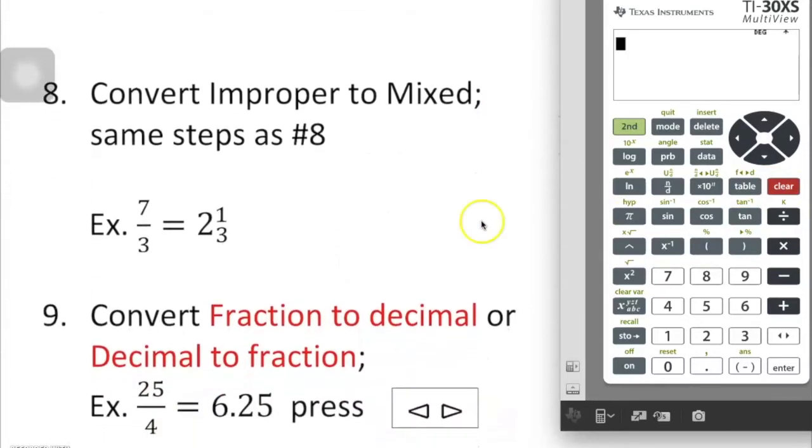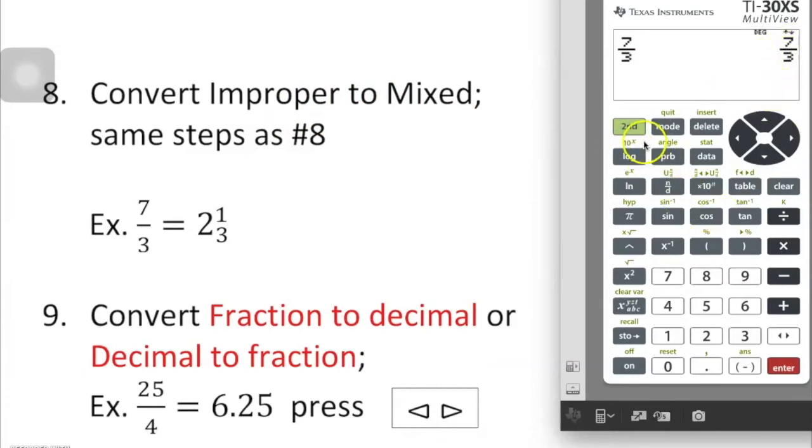Improper to mix. Actually, I did that already. Anyway, I'm going to do this again. 7 over 3. Enter. Of course, it's the same thing. Now, if the question asks you to convert an improper fraction to a mixed fraction, well, the numerator is bigger than the denominator, therefore it is improper. So we're going to convert it to mixed.